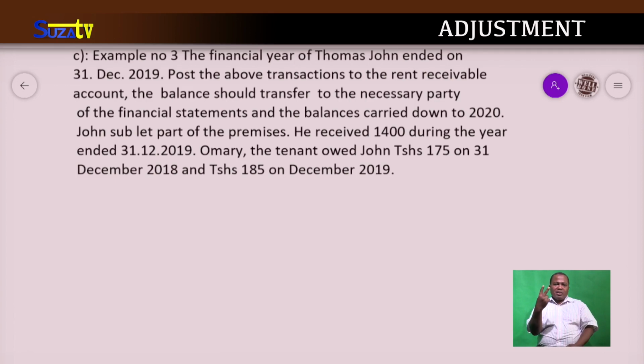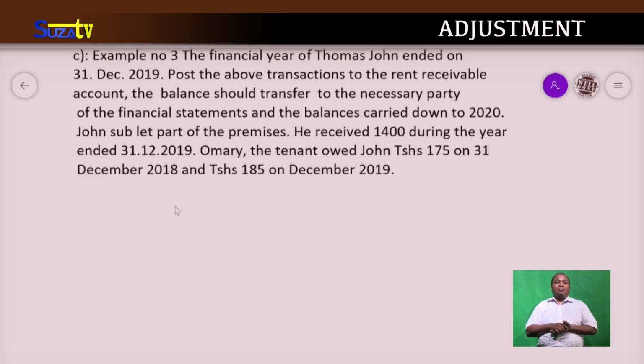We continue with our lesson about revenue accrued and revenue prepaid. Example number 3. The financial year of Thomas John ended on 31st December 2019. Post the transactions to the rent receivable account. The balance should be transferred to the necessary part of the financial statement and the balance carried down to 2020. John sublet a part of the premises. He received 1,400.